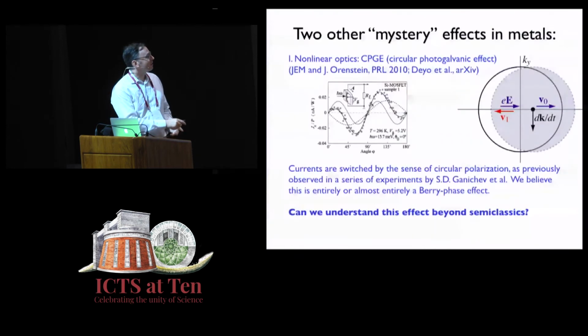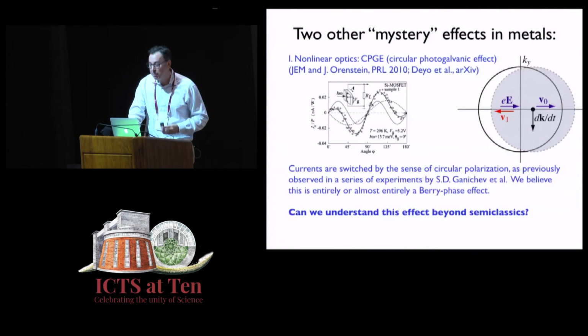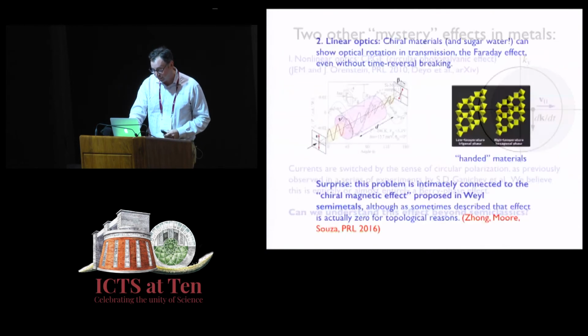One is the so-called circular photogalvanic effect, which means you put right circular light on a material and current flows one way, you put left circular and it flows the other way. Keep that in your mind. That's a photocurrent, which means it's a nonlinear optical effect. It's a current going like the square of the electric field.